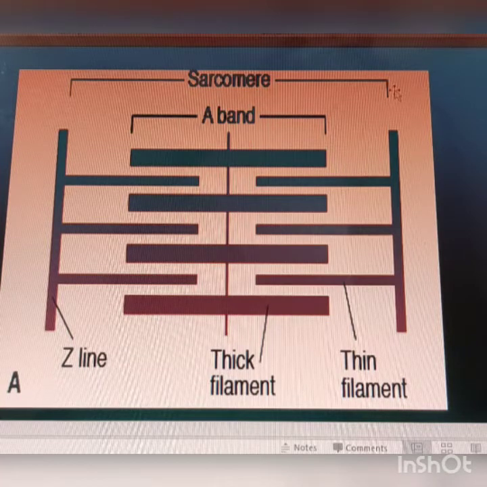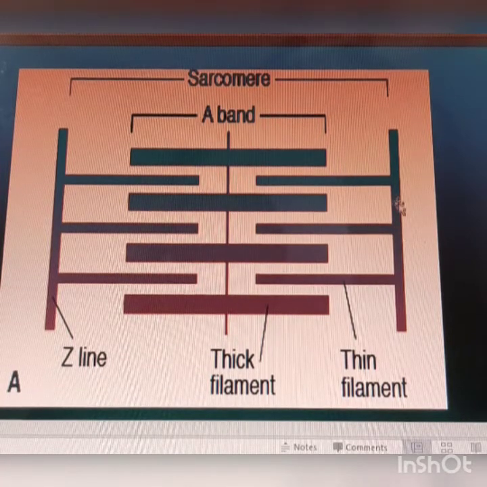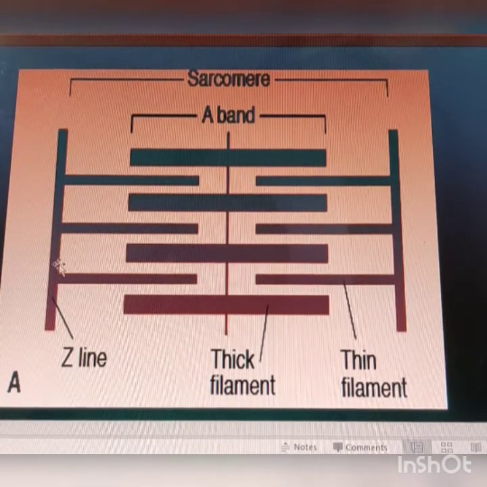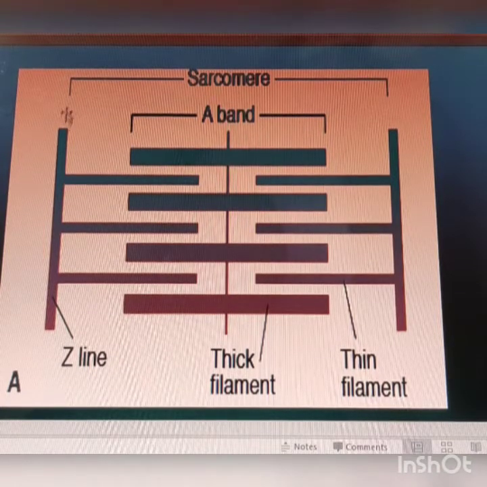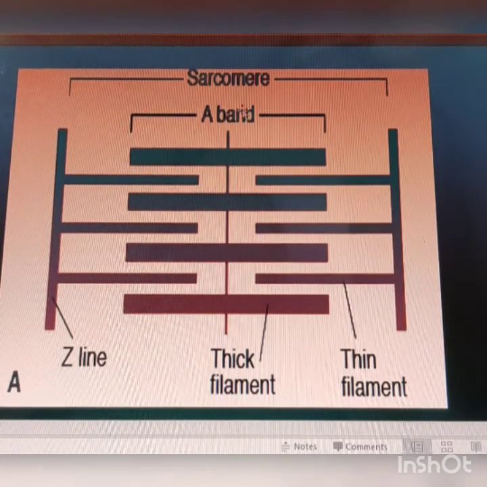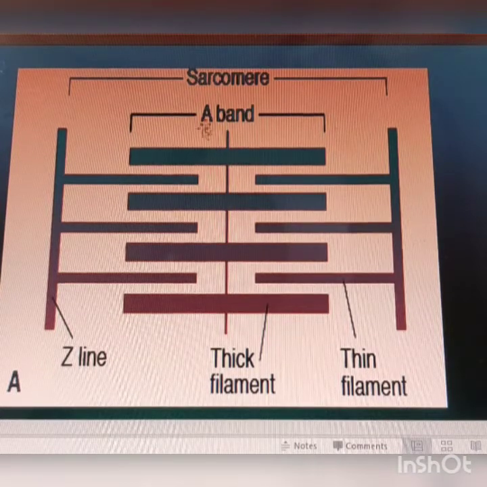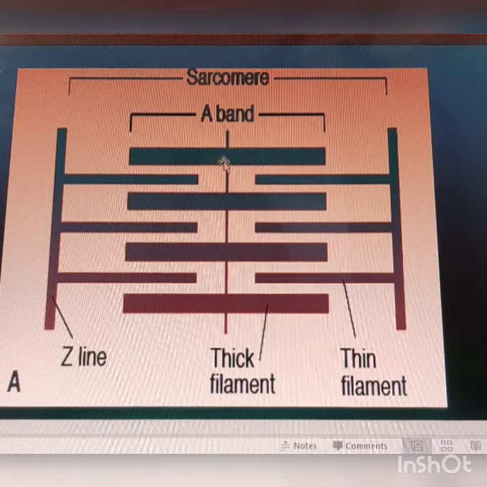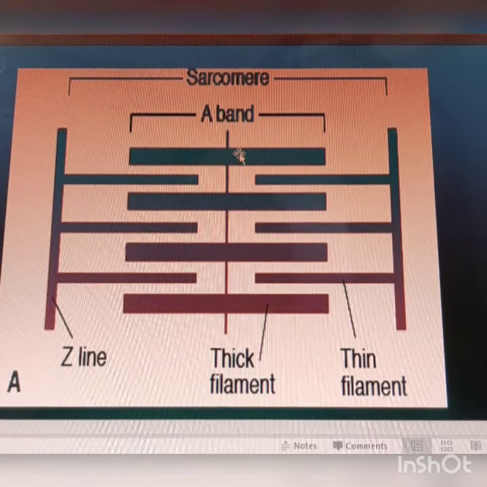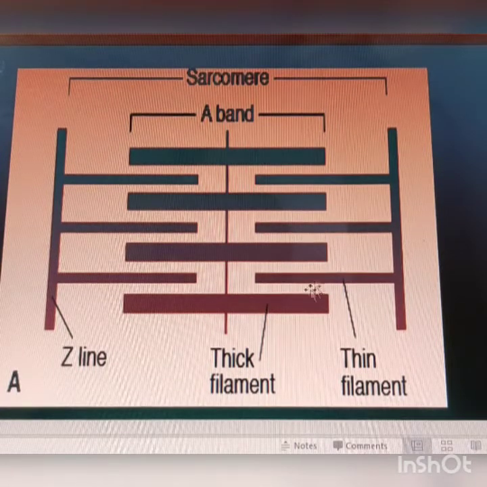It is the repeating unit between two Z lines. This is a Z line and this is a Z line. So between two Z lines, the structure is called a sarcomere, and this is the A band, which is actually the length of the thick filament, and the thin filaments are here.